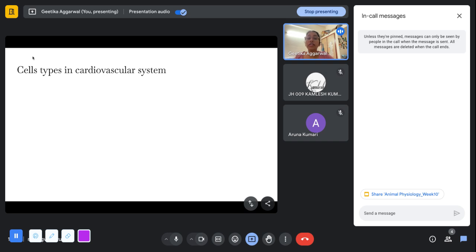Moving on to the different cell types in the cardiovascular system. So can you guys tell me what are the different cell types present in the cardiovascular system? This was discussed during the week. If you have looked at any of the lectures from this week, you would know what are the different cell types that are present in the heart or in the cardiovascular system, not just in the heart. So do you guys know what are the different cell types?